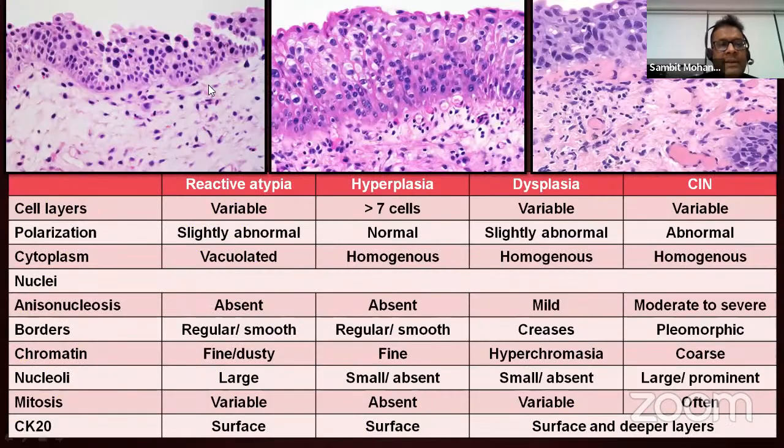So this is something, this one, and this one. Let's talk about this. So what is this? The lining is flat. It is not more than 5 or 6 cell layers. So what is this one? Any one of you?